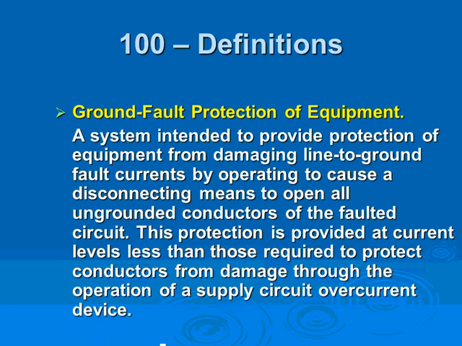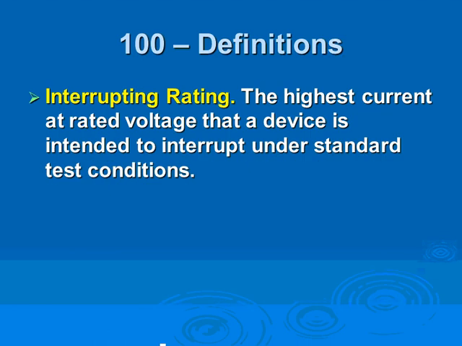So that's your ground. So it could be a sensor that operates a disconnect, or a circuit breaker that trips through the operation of a supply circuit overcurrent protection device. Okay, so that's your ground fault protection.